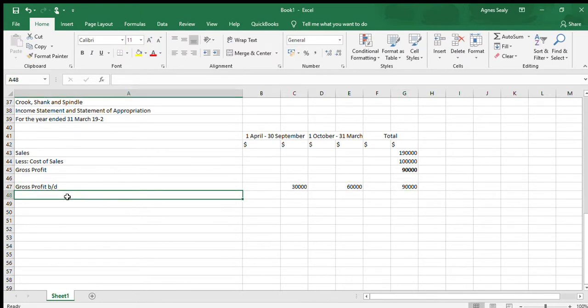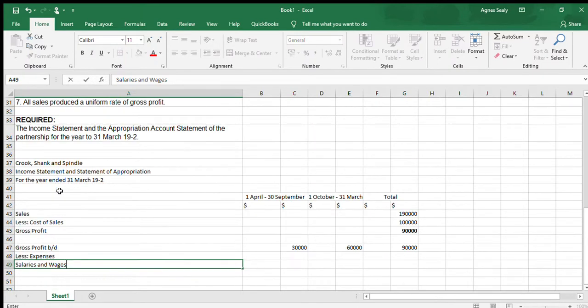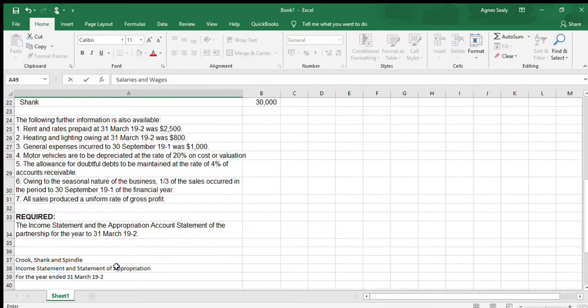So now that we have established our profit, it will be less our expenses. Our first expense is salaries and wages. It told us that our salary and wages for the period was $21,000. They didn't tell us anything additional with reference to the salary and wages.